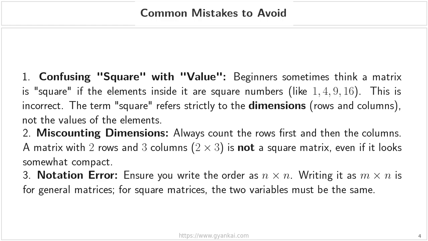Finally, pay close attention to your notation. When describing a general matrix, we use the notation m by n, however, for a square matrix, you should specifically write the order as n by n, using the same variable n for both dimensions. You are mathematically stating that the number of rows and columns are equal. Once you have a firm grasp of these distinctions, you will be well prepared to review the final key takeaways in the next slide.